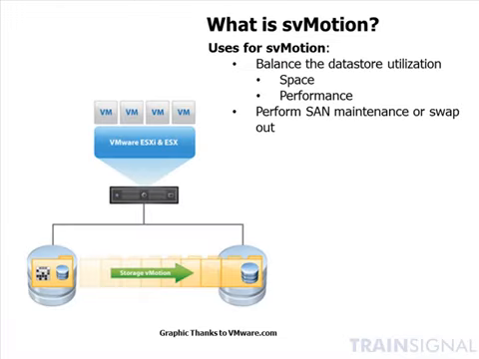So what are some of the common uses of Storage vMotion? Well, it's used to balance the data store utilization, like I talked about, and that could not only be performance, but it could also be space utilization. So if you're looking at a data store and it's starting to get filled up, you could actually move virtual machines that are stored on that data store to another data store that has more available space without causing any downtime to the end users using those virtual machines. It's a very cool feature of storage vMotion.